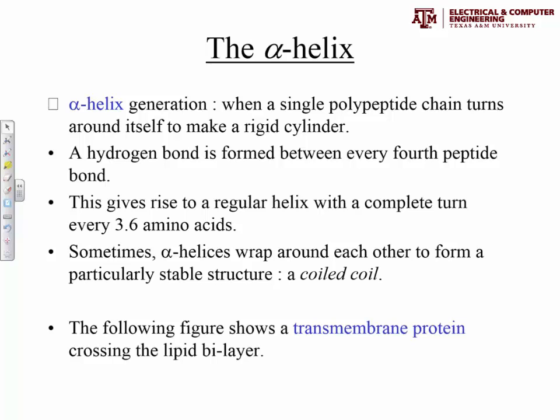The benefit of going as an alpha helix is that whatever is hydrophilic will stay towards the interior of the helix, away from the lipid bilayer, because the lipid bilayer hates water. And whatever is hydrophobic side chains, they will be facing the lipid bilayer. That's how the transmembrane protein will cross the lipid bilayer, and that's shown on the next slide.